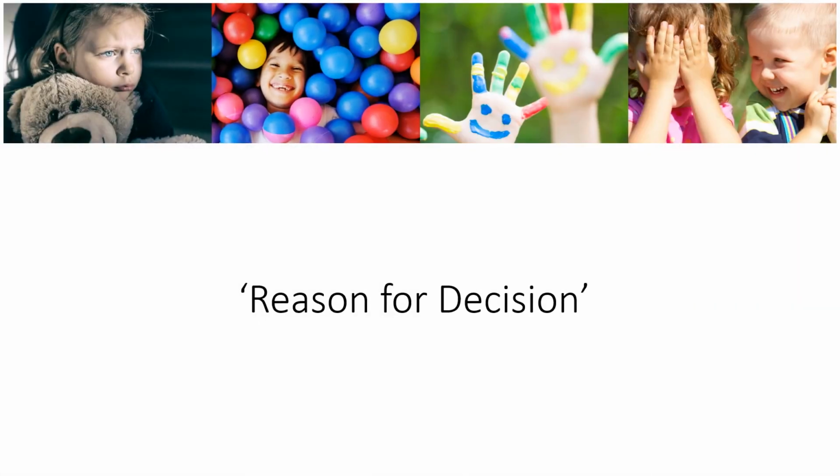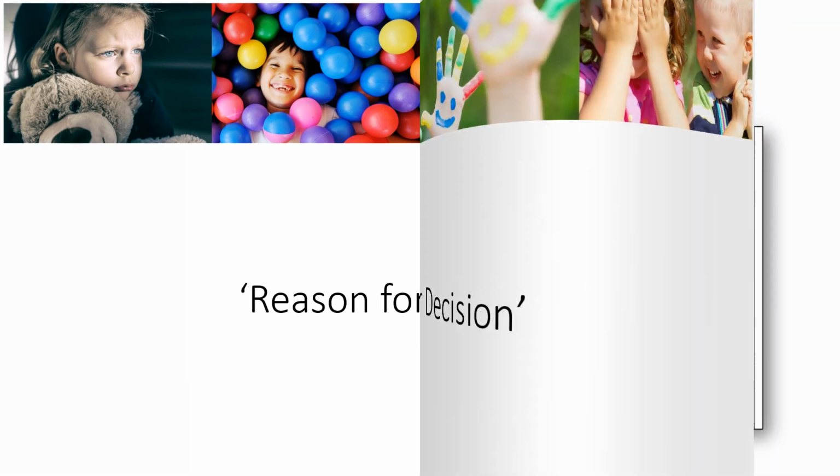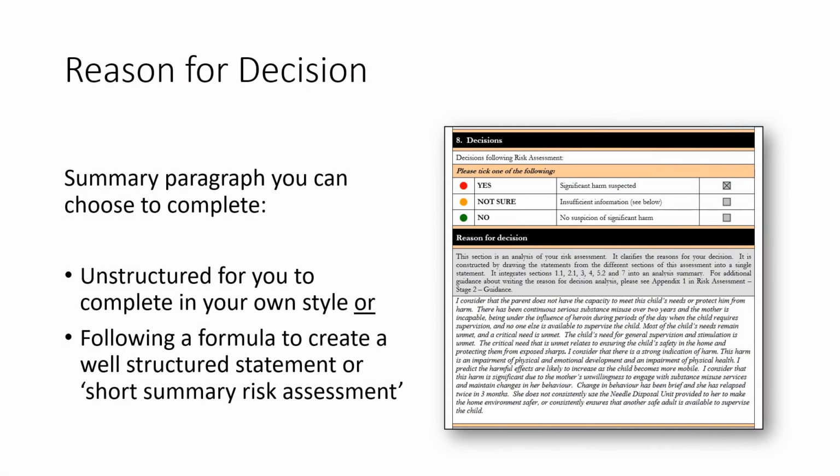Section 8 is mainly associated in people's minds and experience with a reason for decision summary. The reason for decision is recorded in a large text box in the Risk 2 form. As such, it is unstructured and you can choose to complete this in any way you prefer to do so. However, there is a structured method for completing this section which practitioners find helpful.